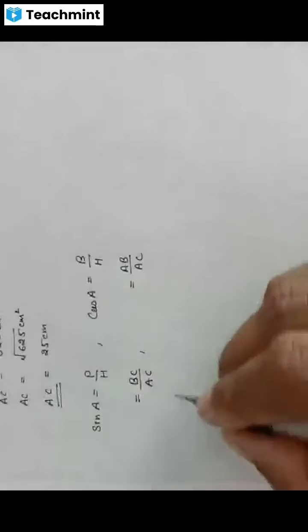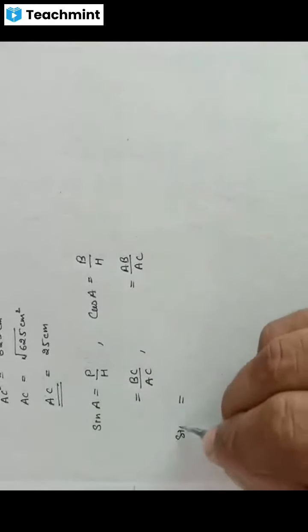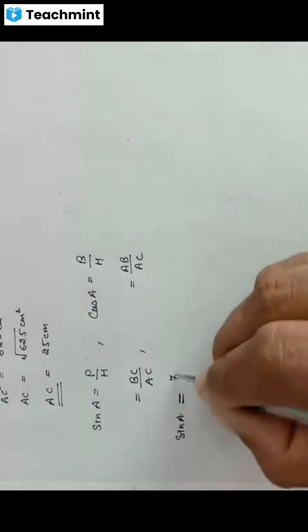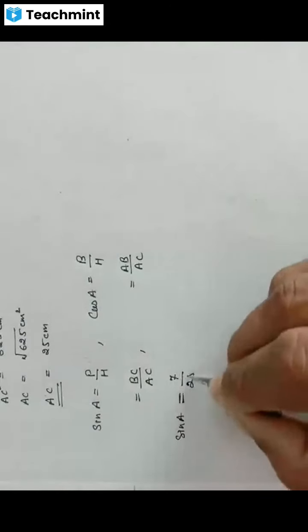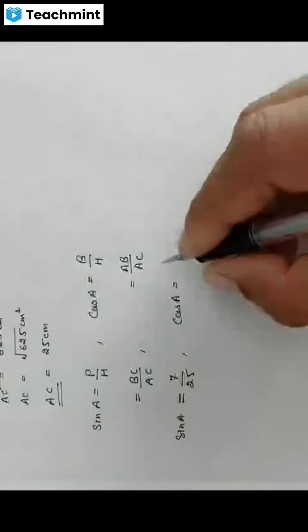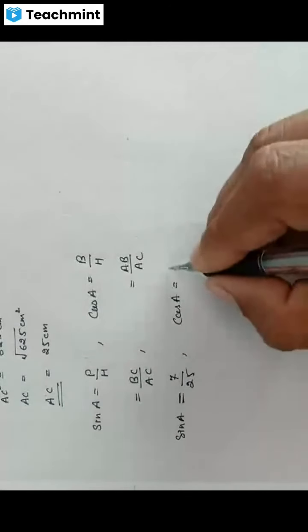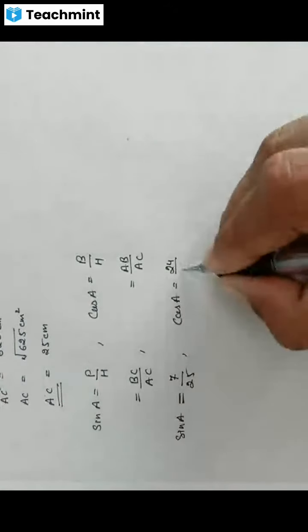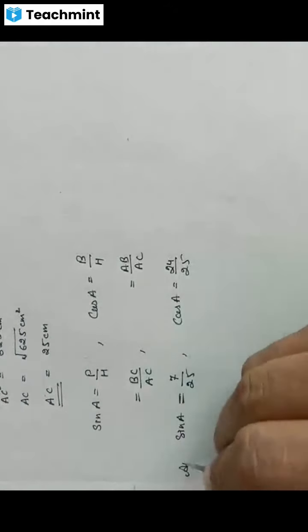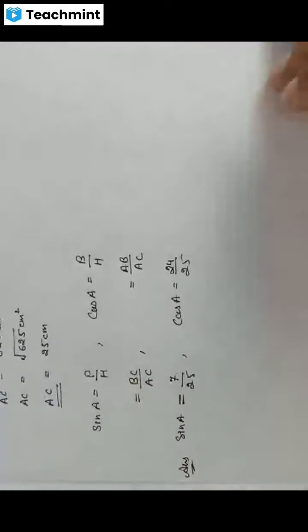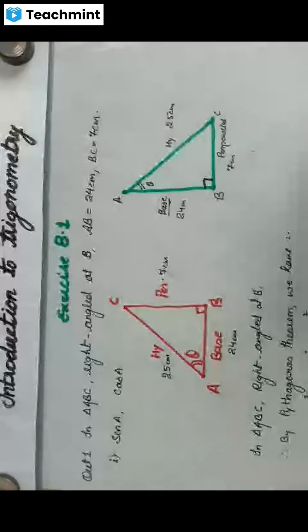So I have recorded this. Now you can see your sine A is BC, BC is 7, and AC we have taken as 25. And your cos A, the base is what? 24. AB upon AC is 24 by 25. This is your answer figure. You got it now? First part, complete solution I am going to show you. Yes sir. This was given to us.